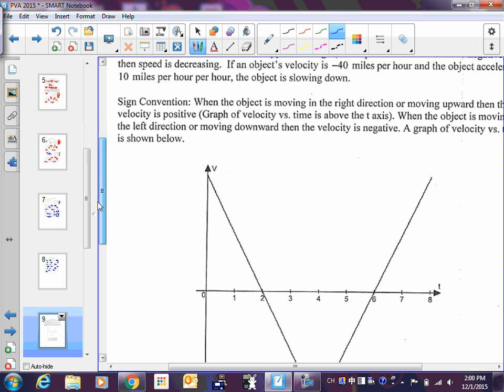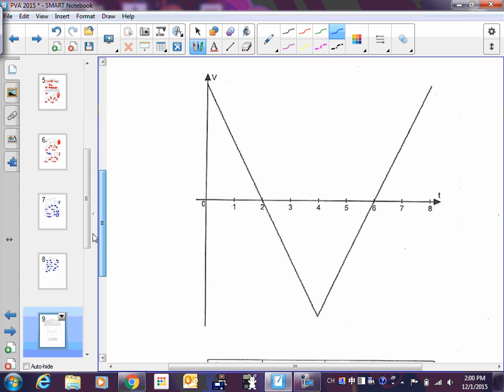Okay, so there's some stuff there. You can definitely read it. This is a velocity graph. All right. Up here, above the x-axis is where the velocity is positive. Down below is where the velocity is negative, since this is the graph of velocity.